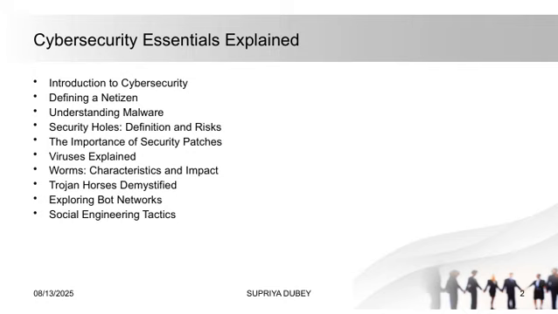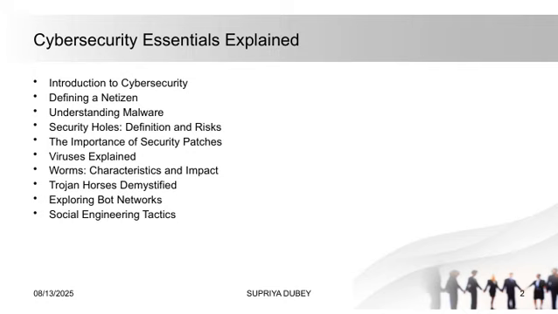Then, we'll define what a netizen is, essentially, a responsible user of the internet who needs to be aware of security practices. Next, understanding malware is crucial, since it's one of the biggest threats we face online. We'll also look at security holes, what they are, and why they pose significant risks to our systems. It's important to emphasize the role of security patches. They're vital updates that fix vulnerabilities before cybercriminals can exploit them.